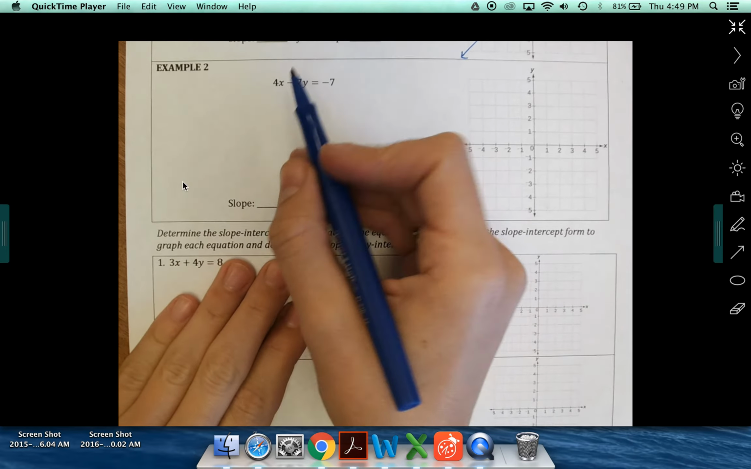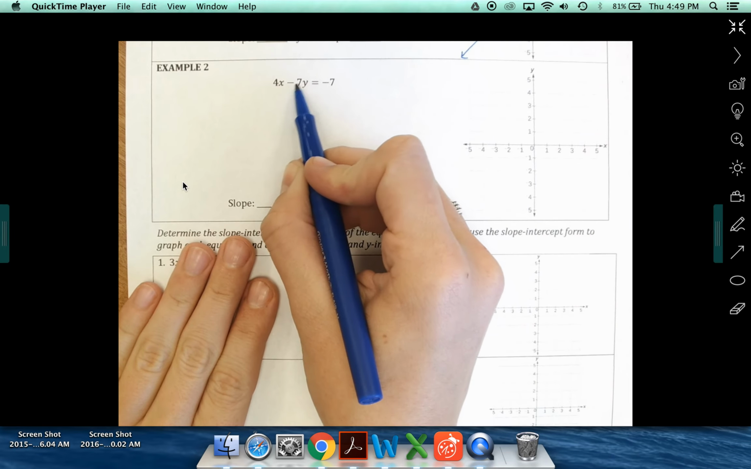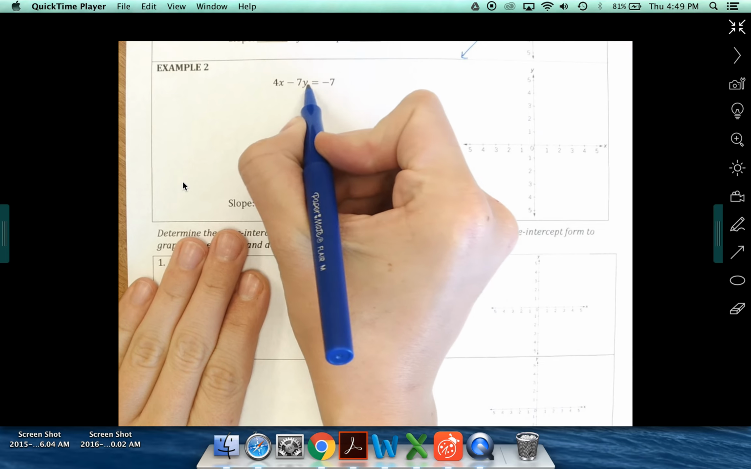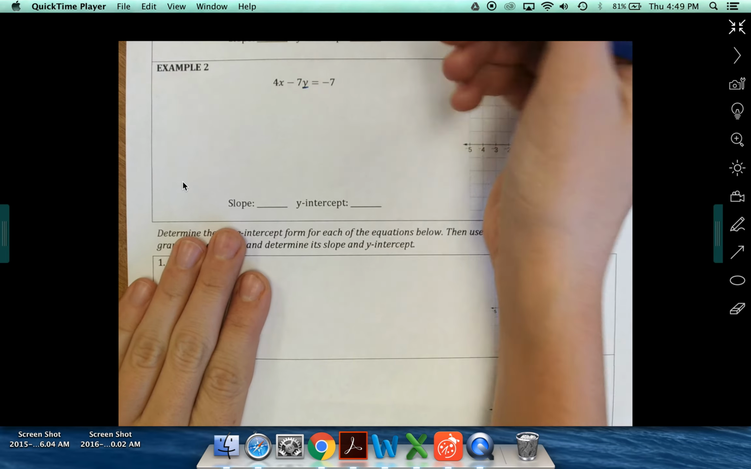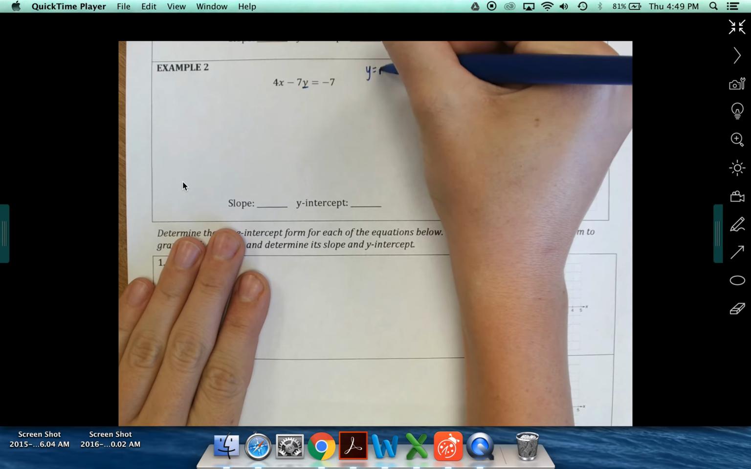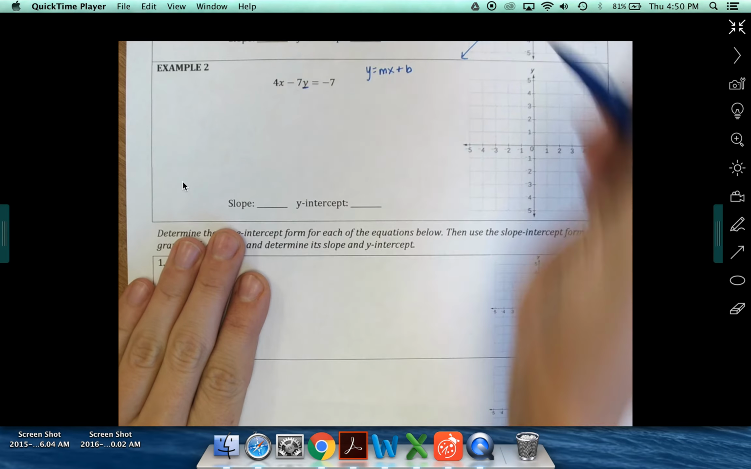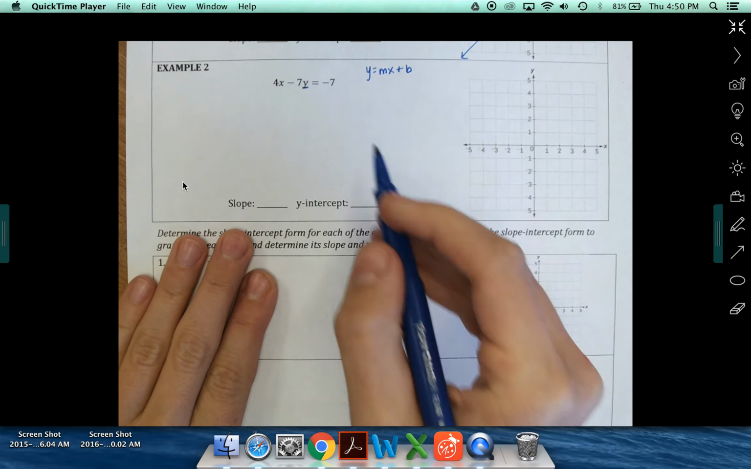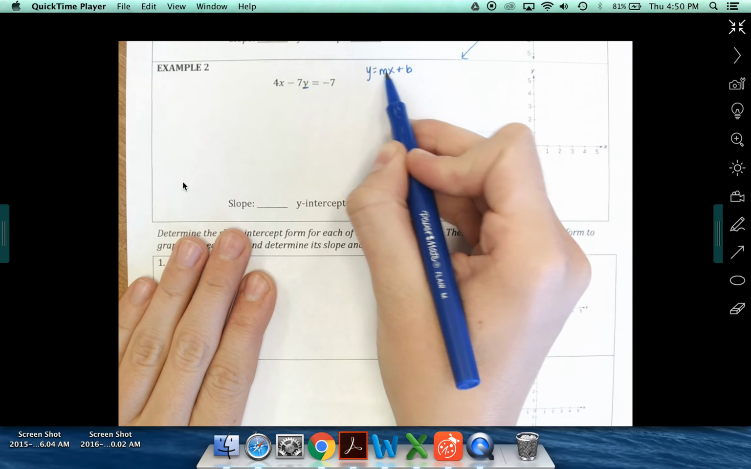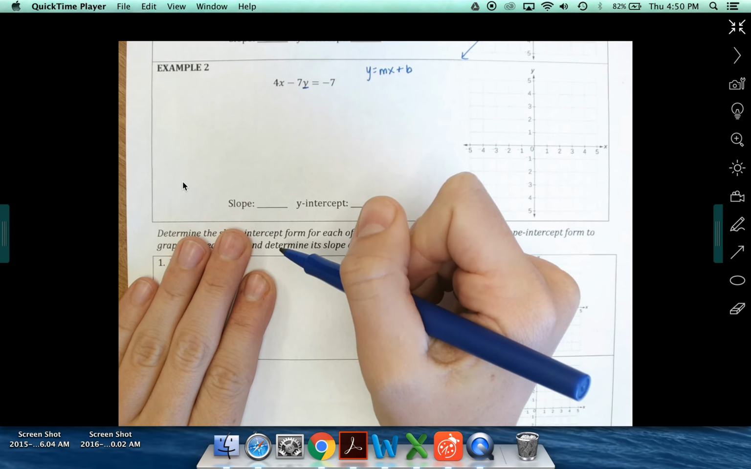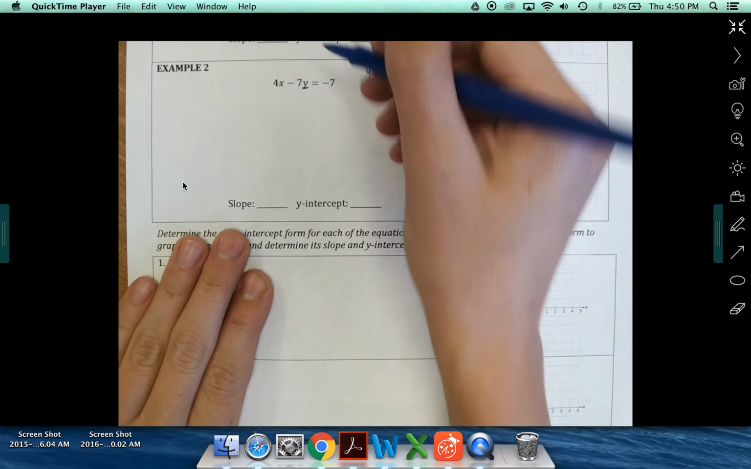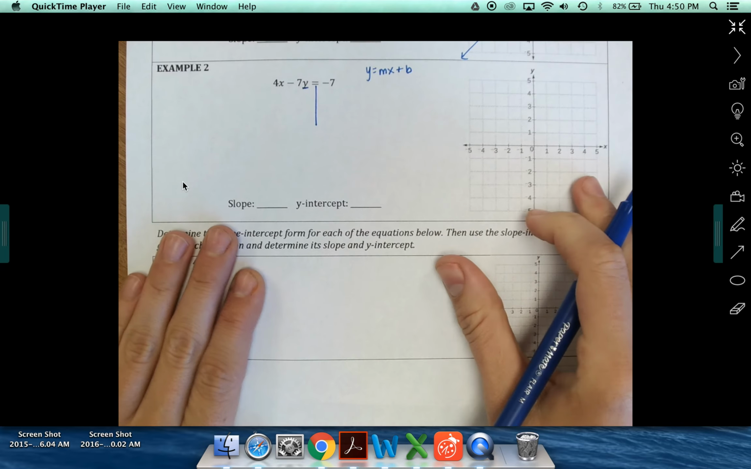Example 2, we've got 4x minus 7y equals negative 7. So, same idea here. We need this in y equals mx plus b form. I need this y by myself so that I can find my slope and my y-intercept so that I can get this graphed, okay? Started off the same way as the last example.